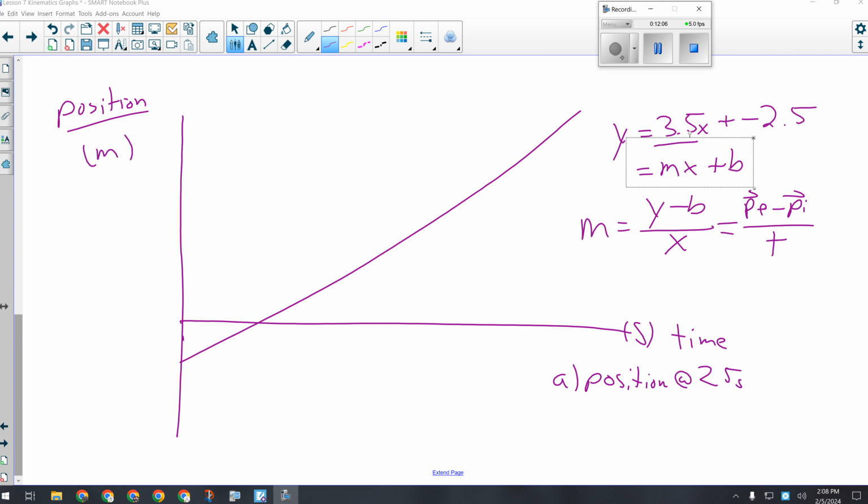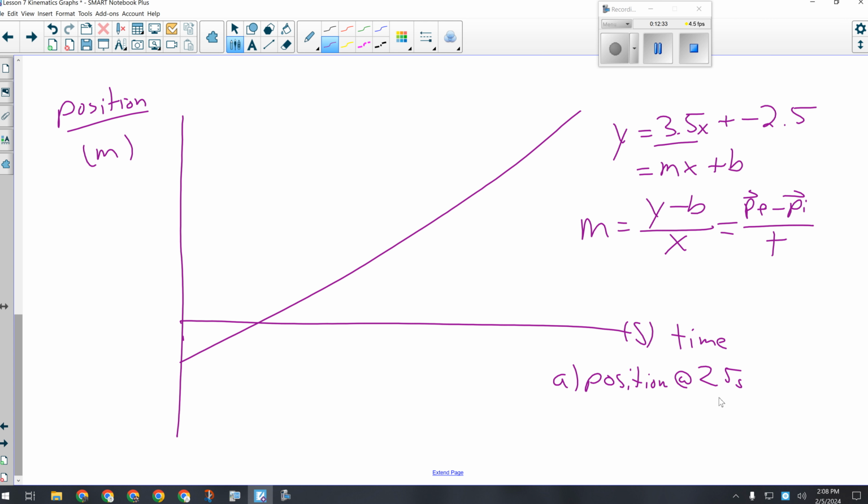So I already know what M is. I already know what B is. Probably not being asked to solve for either one of those. If they want me to solve for position, am I solving for Y or X? Y, because position is on the Y axis. They're asking me to solve for a Y value, and what did they give me?